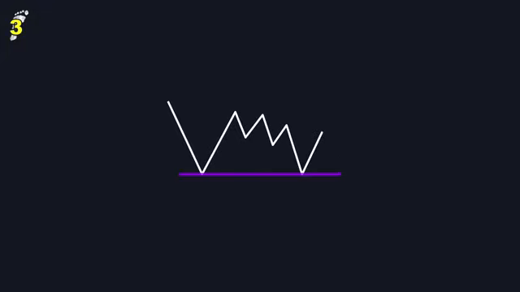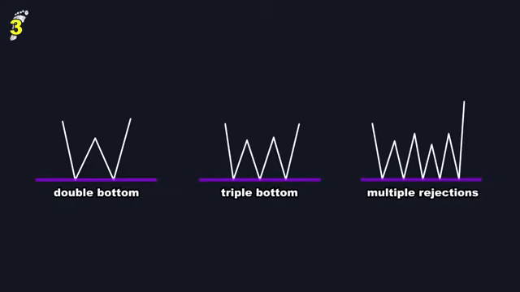This is the most critical step in our entire strategy. Liquidity levels are areas where large concentrations of stop-loss orders are placed. These typically form at obvious technical levels where retail traders expect price to react. Common examples of liquidity levels include double bottoms, triple bottoms, or areas with multiple rejections from the same price level.